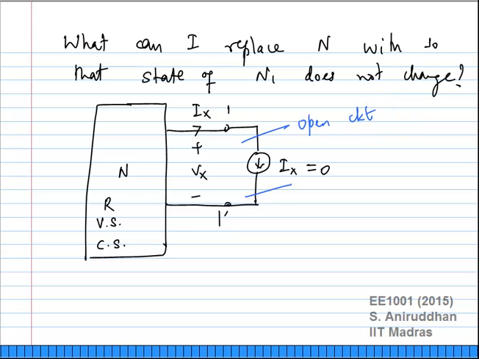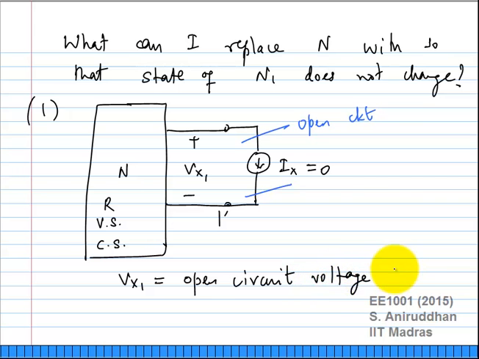And for that case, I am going to call that voltage Vx as Vx1. So that's the first case I am considering. What is Vx1? Vx1 is the open circuit voltage at 1, 1 prime.